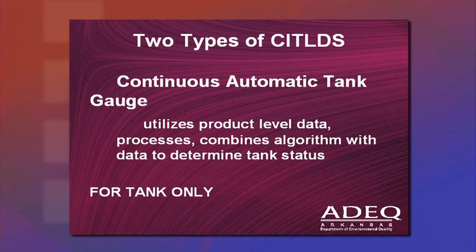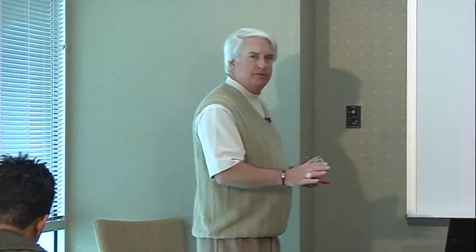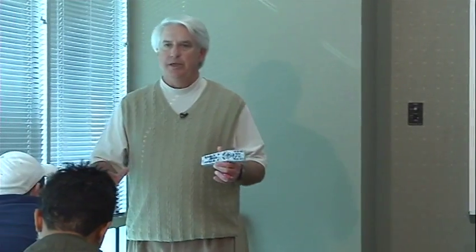This is for the tank and the tank only: tank gauge, continuous in-tank leak detection. So it's using inventory control, putting it into a processor, a computer program, and it's running your leak detection continuously at these high flow throughput facilities.